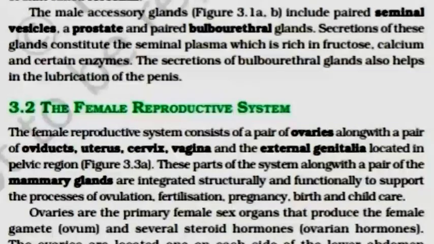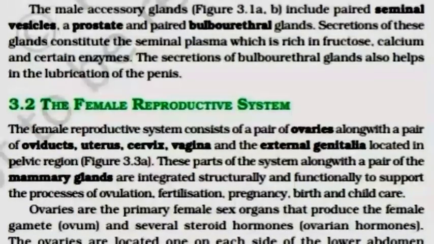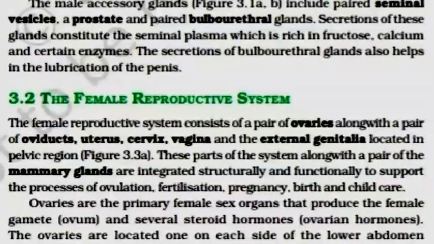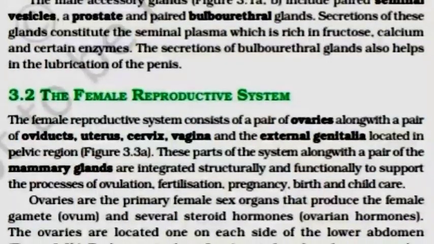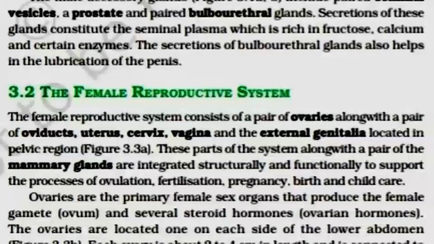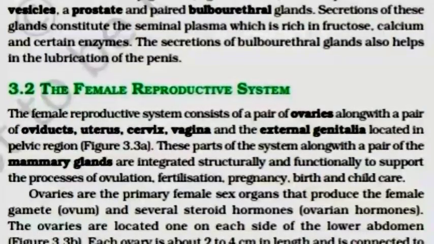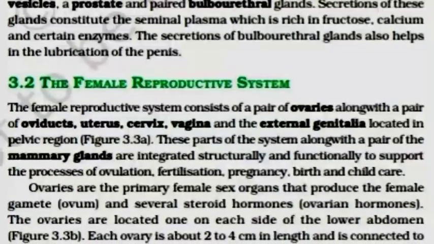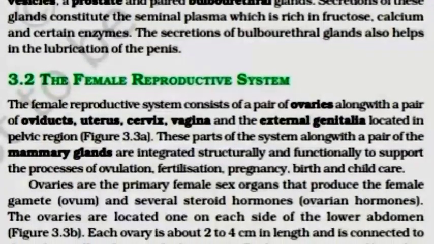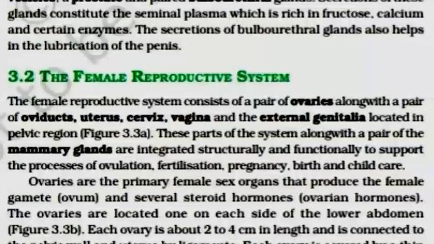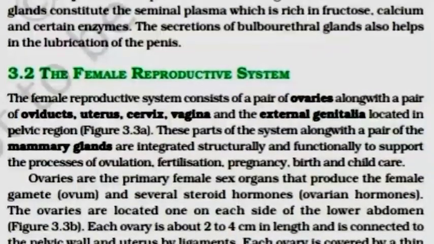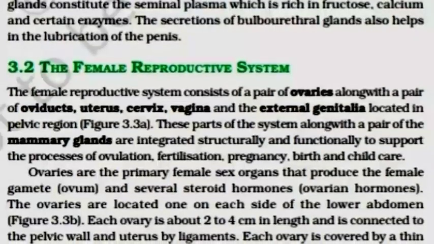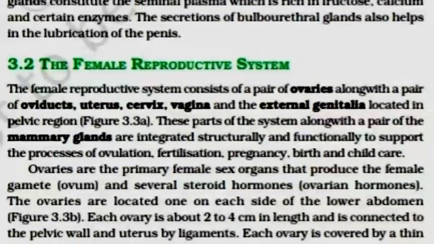The female reproductive system. The female reproductive system consists of a pair of ovaries along with a pair of oviducts, uterus, cervix, vagina, and the external genitalia located in the pelvic region. The parts of the system along with a pair of mammary glands are integrated structurally and functionally to support the process of ovulation, fertilization, pregnancy, birth, and child care.